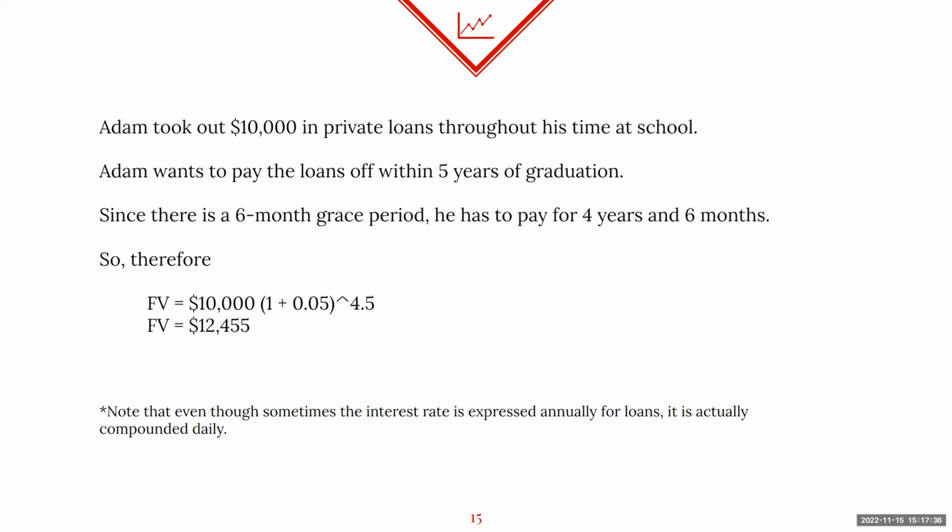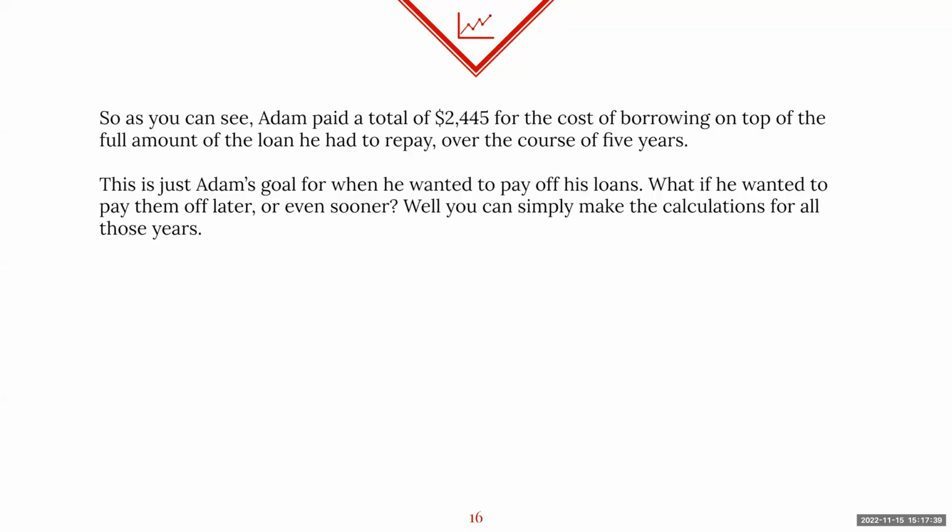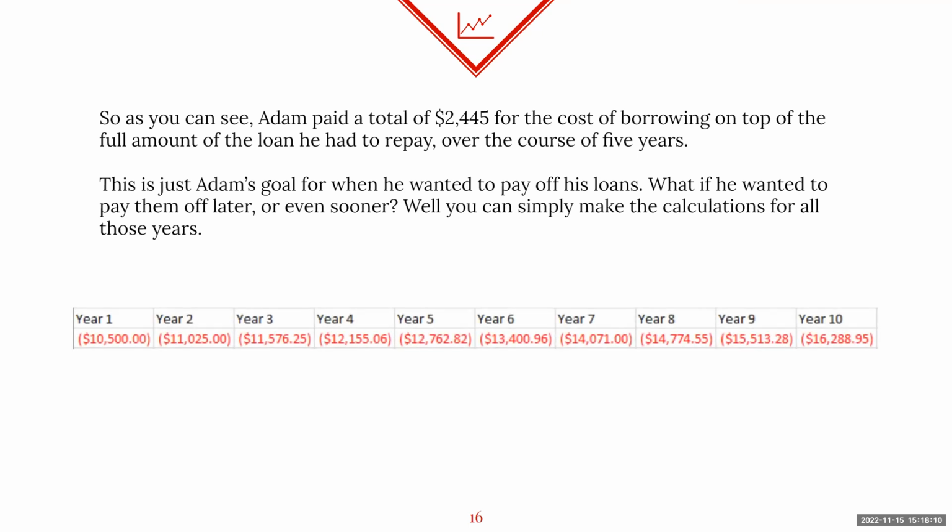I would like to note that most interest rates are expressed annually, but they're usually compounded daily. The percentage is just spread out through every day. So as you can see, Adam had to pay a total of $2,445 for the cost of borrowing the loans on top of the full amount of the loan he had to repay, which was $10,000, over the course of 5 years. This is just Adam's goal for when he wanted to pay off his loans, but what if he wanted to pay them off later or even sooner? Well, we can simply make the calculations for all of these years. So there you have it. Those are the calculations for each year if Adam waits after graduation, and how much he would have to pay if he waited and didn't really touch it.